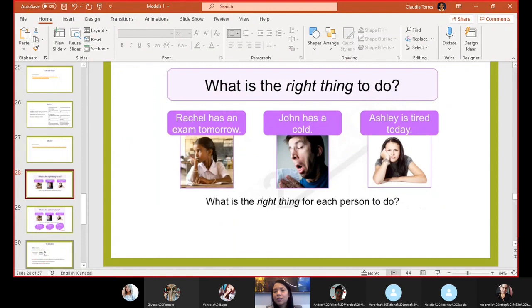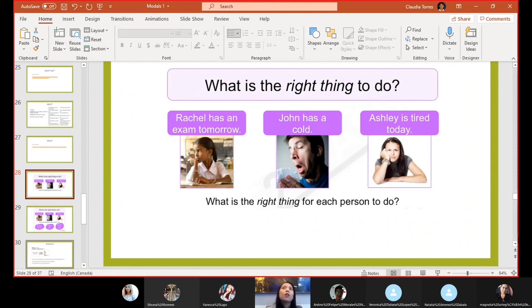So now here you have 3 different situations, okay? So what is the right thing to do? Now we're gonna stop talking about must, and here you're gonna give advice, but more like a recommendation, not something that is mandatory. Imagine that these people in the pictures are your friends. So what would you say to your friends to give advice?